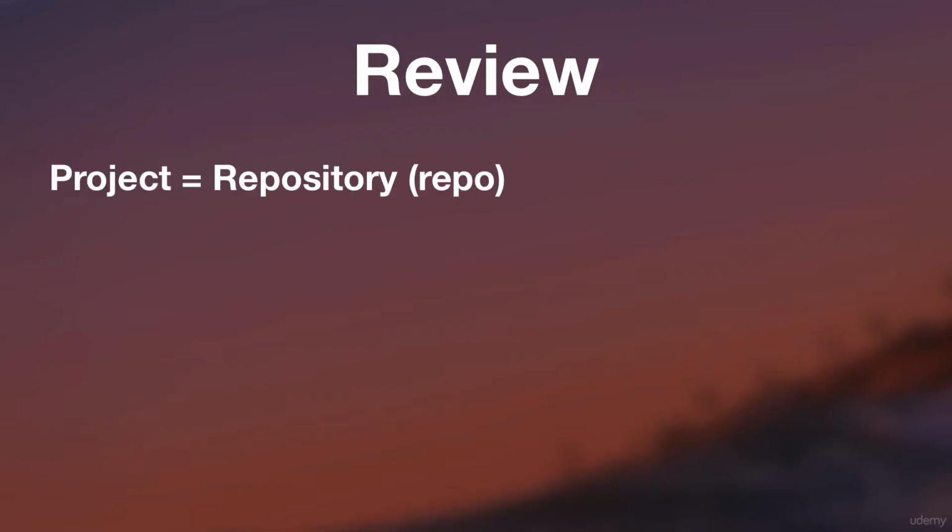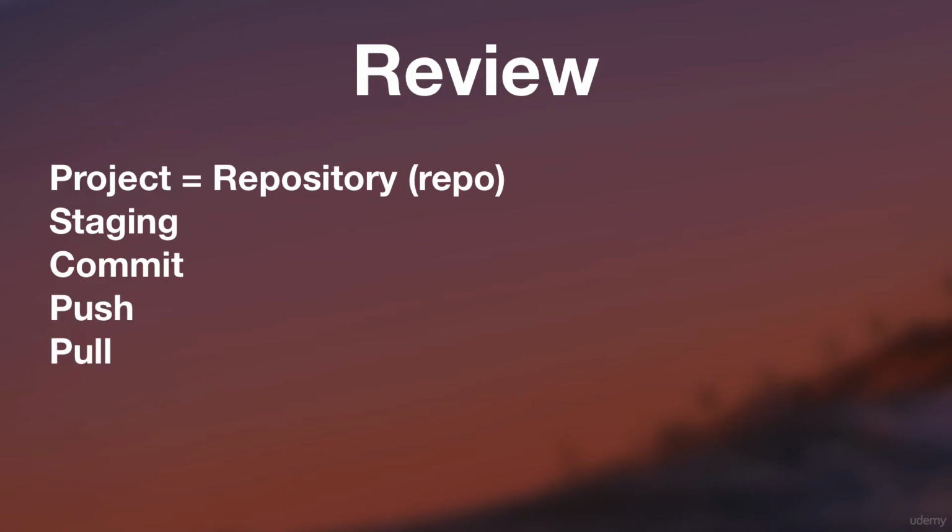Let's review what we learned in this lesson. We learned what a repository is. We learned that nothing gets saved into Git's history until we commit. And we learned that before we can commit, we have to stage our changes or stage our files. And we also learned that working with a server involves pushing and pulling. So we learned quite a bit.